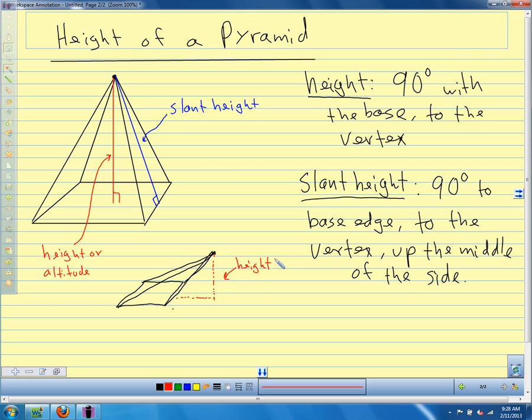So we can find the height outside the pyramid, just like we could find it outside a triangle or outside a parallelogram. If my pyramid is slanted, the height doesn't necessarily go through the middle of the pyramid. It has to make a 90-degree angle with where the plane is sitting, or where the base is sitting. So we have two heights to keep track of with a pyramid: the slant height that goes along the edge or along the side, and the height that goes from the base to the vertex.